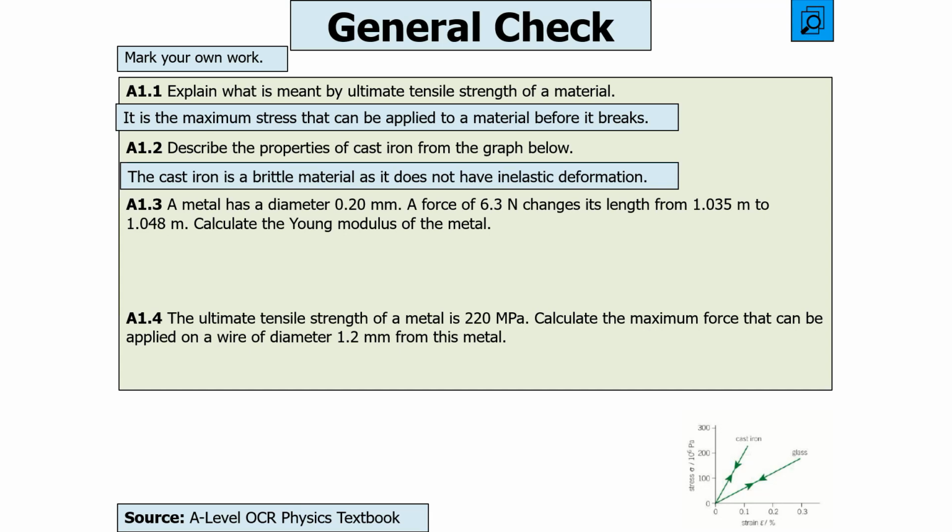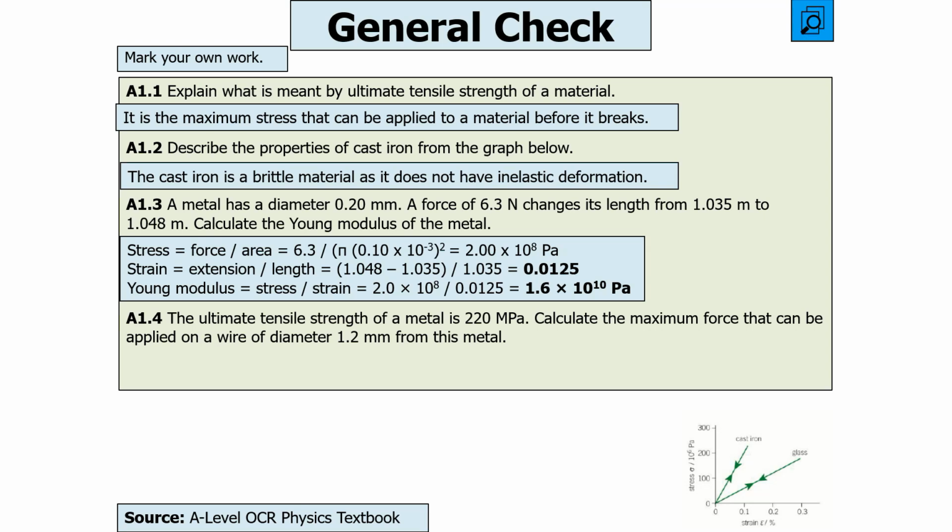In the next question, we know stress is force over area. Remember, a wire we're going to assume has a circular cross-sectional area, so therefore it's going to be pi r squared. So we're going to take our diameter, halve it, convert the millimeters into meters, work it all through, and we get our stress to be 2 times 10 to the 8 pascals.